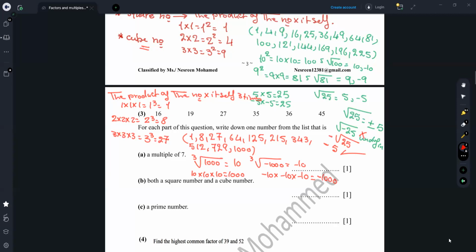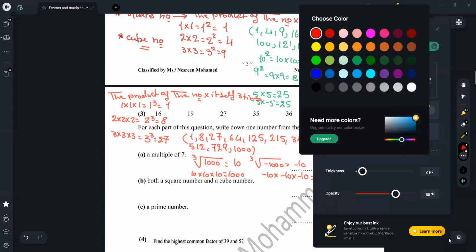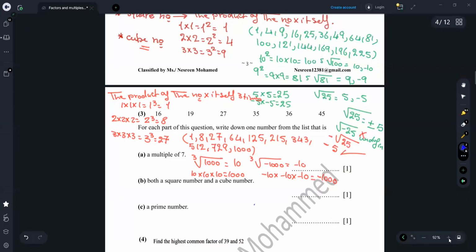So now let's start to solve this exercise. For each part of this question, write just one number from the list. One number from the list that is a multiple of 7, a number in the table of 7. It is 35.